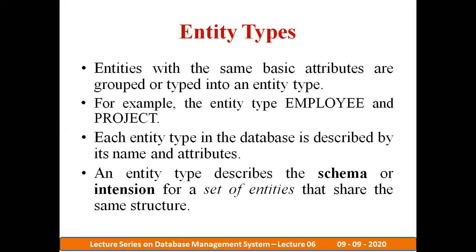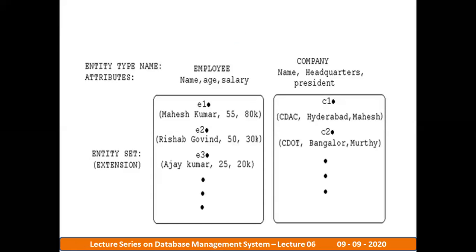An entity type describes the schema or intension of a set of entities that share the same structure. So the entity type will describe the schema of a relation. That's why this one is also called the intension. It will just tell you how many columns are there and what are its attribute names. This is the only thing we are going to specify. Now here you can see the entity name is employee, or the entity name can be the company here.